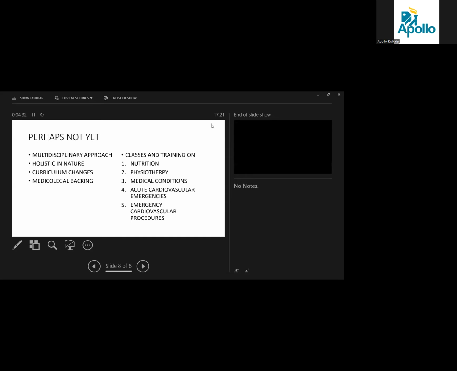So, in conclusion, perhaps there is definitely scope for cardiac anesthesiologists to lead ECMO teams and to lead cardiac ICU teams, but perhaps now is not the time. Perhaps we are not yet ready. We would need better training. We would need more training on nutrition, physiotherapy, other comorbid conditions such as renal replacement therapies, and training on acute cardiovascular emergencies and emergency cardiovascular procedures.